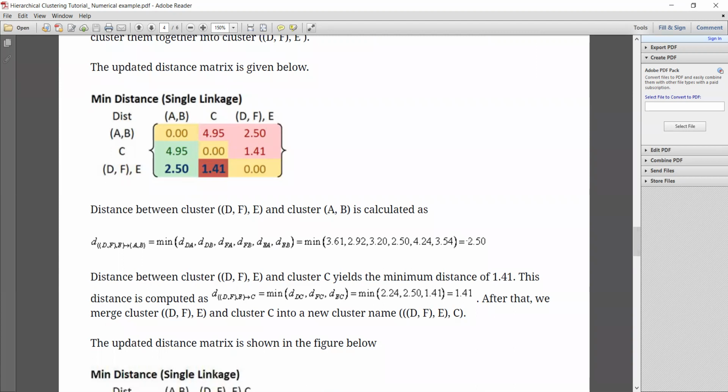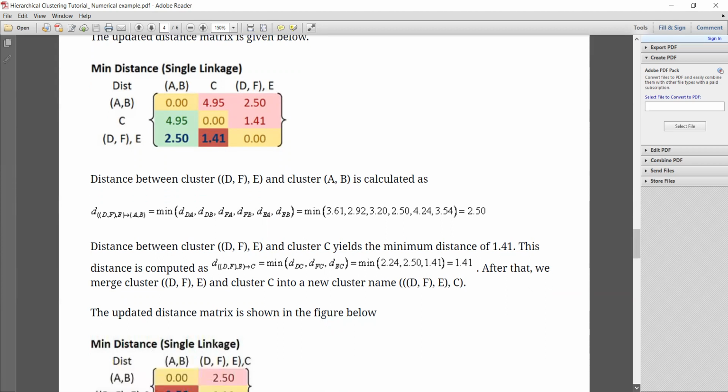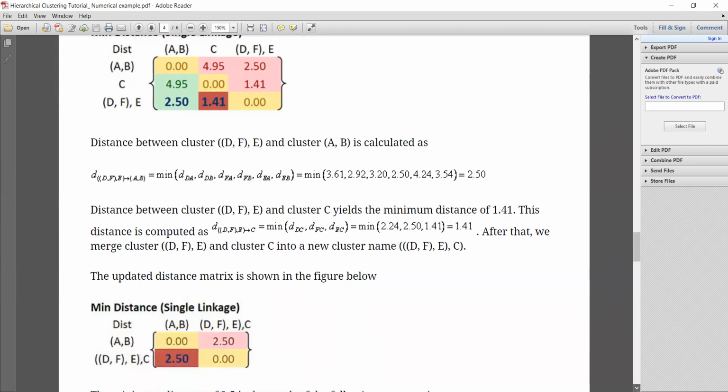Right? So already we have calculated this. This is the solution for calculating the distance between DFE and AB. So here we have obtained 2.50, the minimum distance among all these pairs of distances. Then the second value, 1.41, we have calculated to get the distance between DFE and C. Right? Then after that we are merging this DFE with this C.